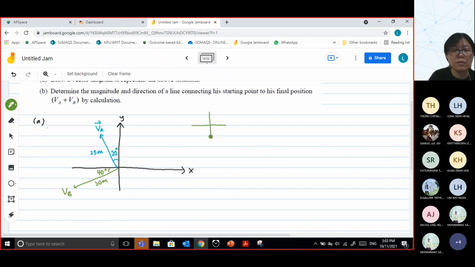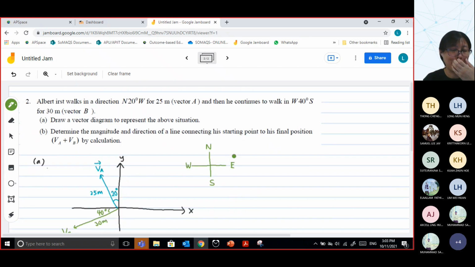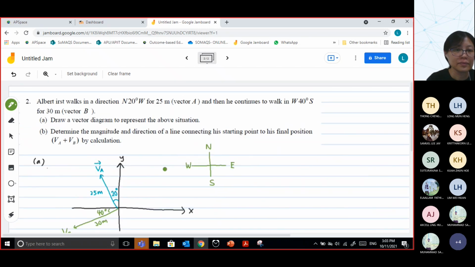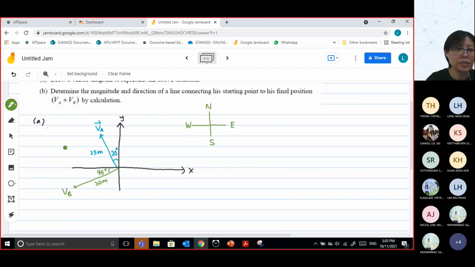For your information, north, south, west, east. So now this is a diagram for the two vectors. Then continue part B. Determine the magnitude and direction of the line connecting his starting point to his final position.